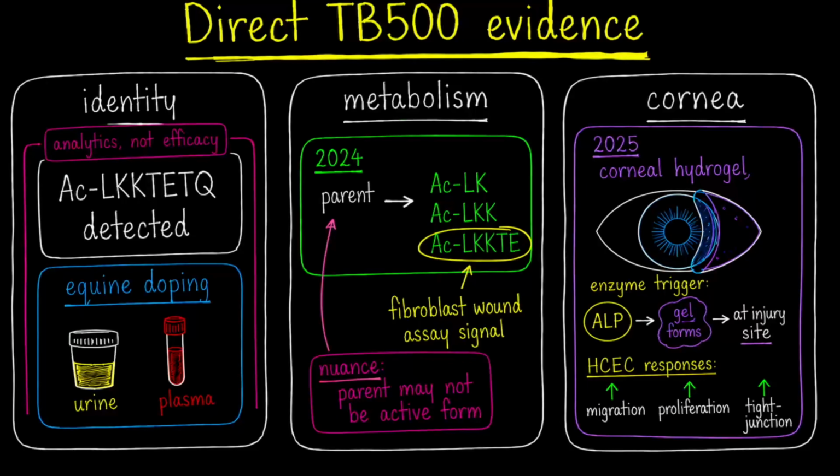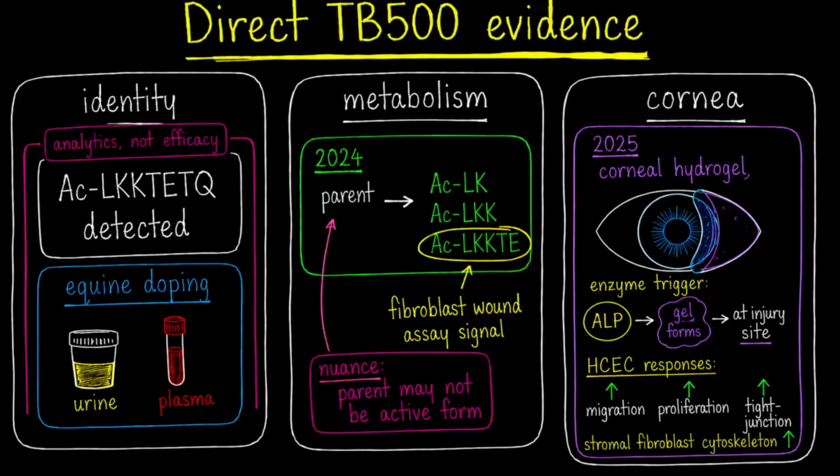And the main cell readouts for the study were specific to human corneal epithelial cells. So the authors looked at corneal epithelial cell migration, proliferation, and tight junction recovery. These are all important because the corneal surface has to close quickly and rebuild a barrier that keeps the eye protected and optically clear. And they also had this stromal fibroblast data, and it added a second corneal cell type. So they tested this to report changes in cytoskeletal organization and differentiation-related behavior.